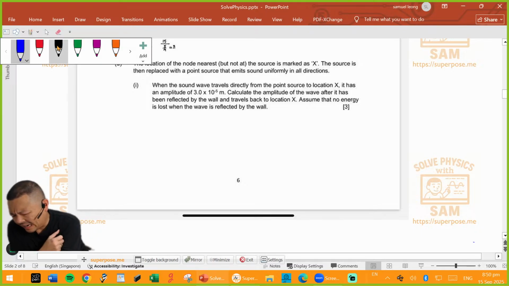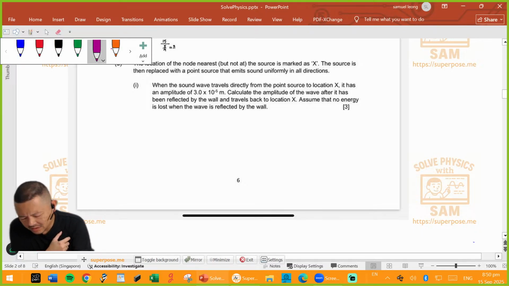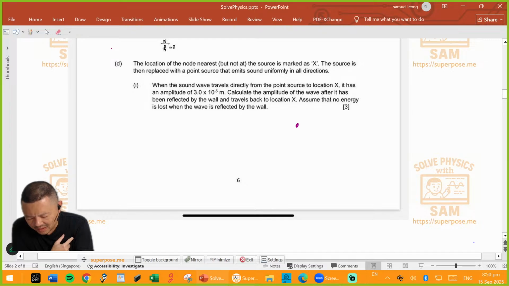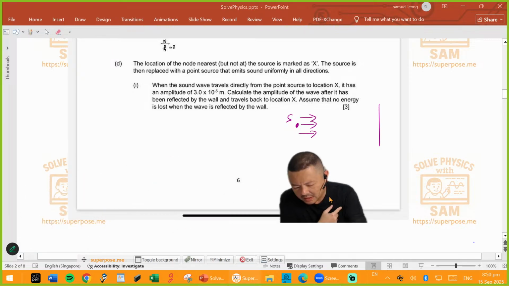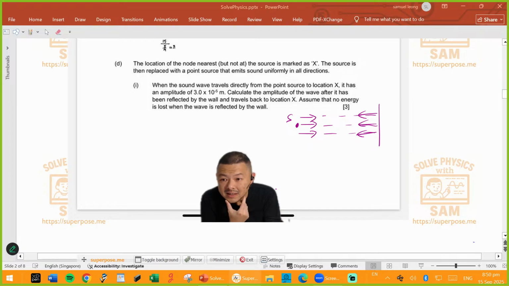So it's like an extra convoluted question. So you had a point source at first, right? And then you have a wall. And then for the first scenario, the wave is traveling perpendicularly like this, right? Over to the wall, and then it bounces off, right? Is that right? Then you get your standing wave, right? Yeah?